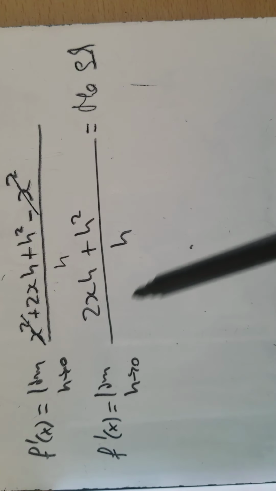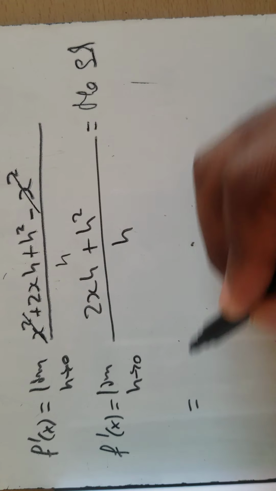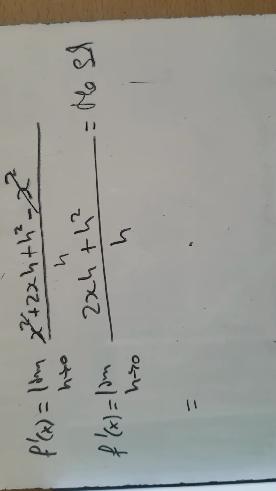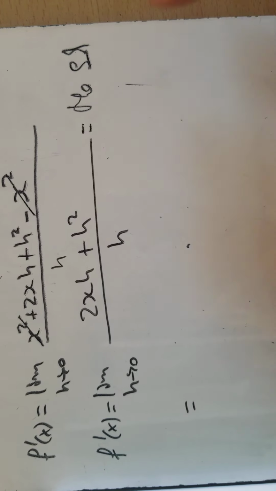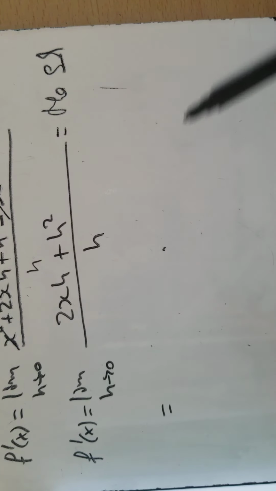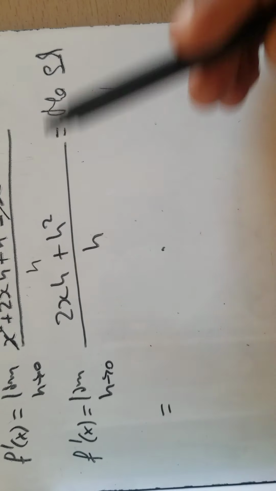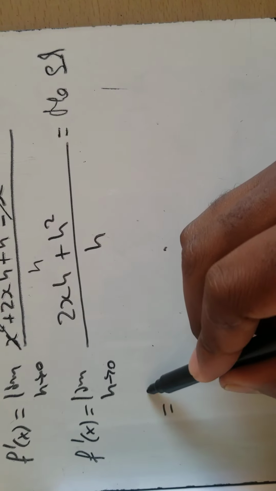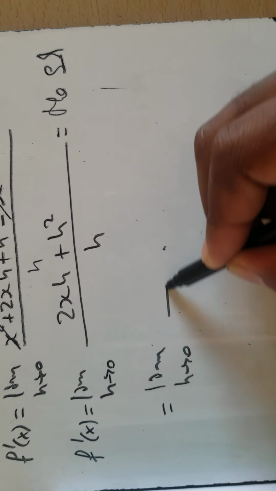You need to get rid of h, but in trying to get rid of h, you need to think of the things you learned in algebra, your common factor rules and other rules. In this case the common factor rule will be applicable. If you notice in our numerator, we've got h here, we've got another h there, which means that we can factor it out, limit as h approaches 0.